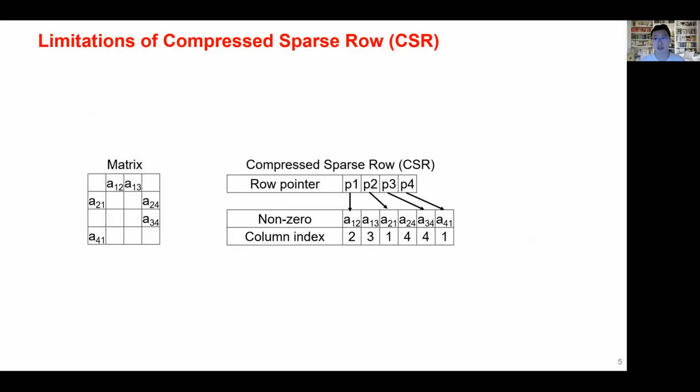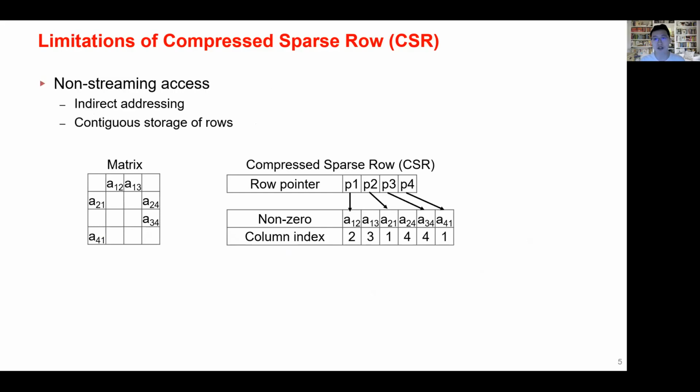Now speaking of the matrix format, let's take a look at a very popular sparse matrix format called compressed sparse rows, or CSR in short. Unfortunately, this format is not good at utilizing memory bandwidth. It has 2 problems. The first one is non-streaming access caused by its indirect addressing and contiguous storage of rows.